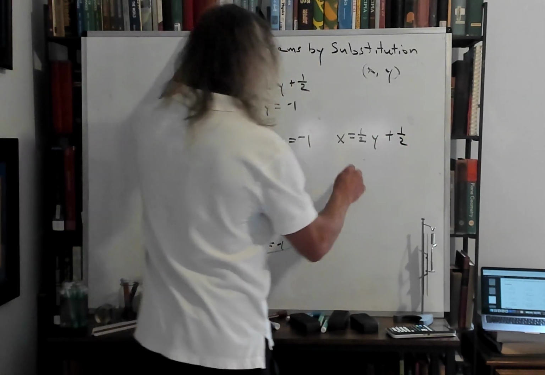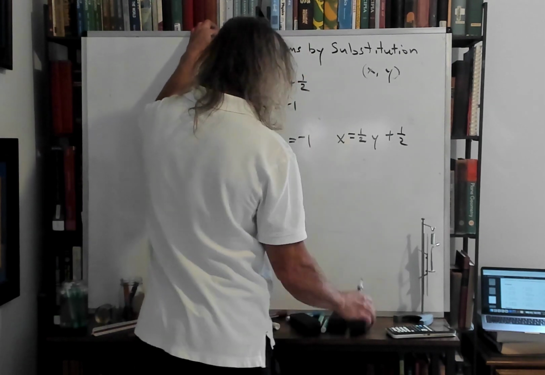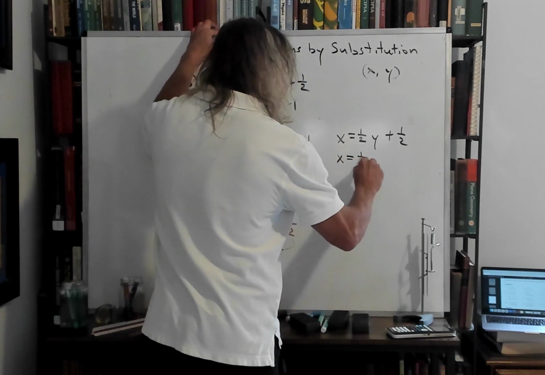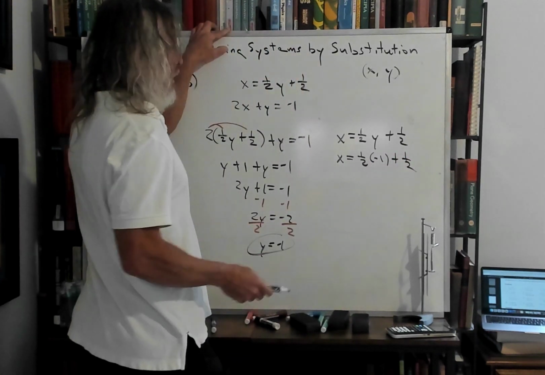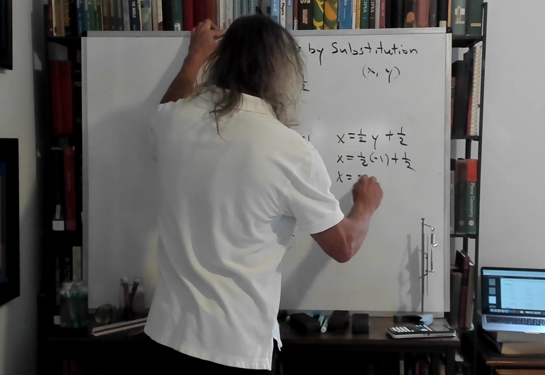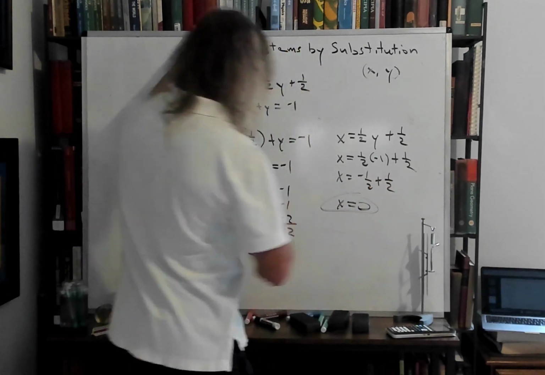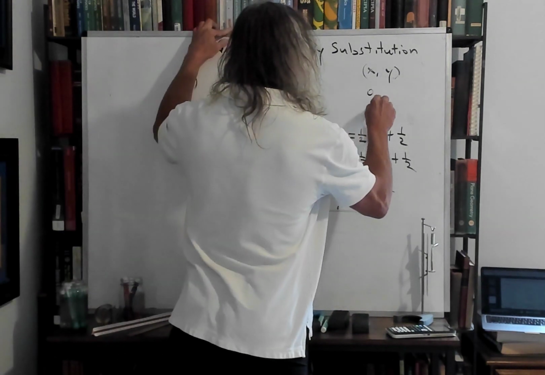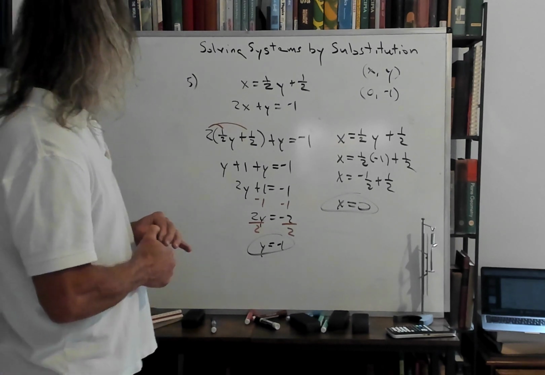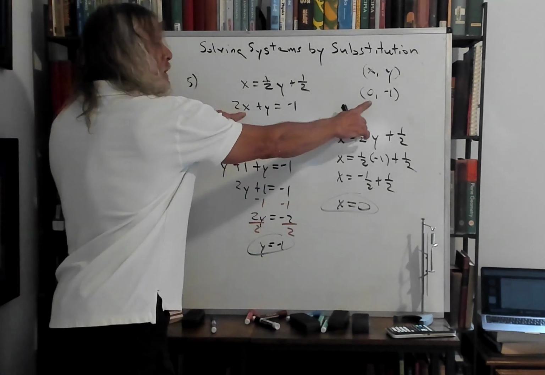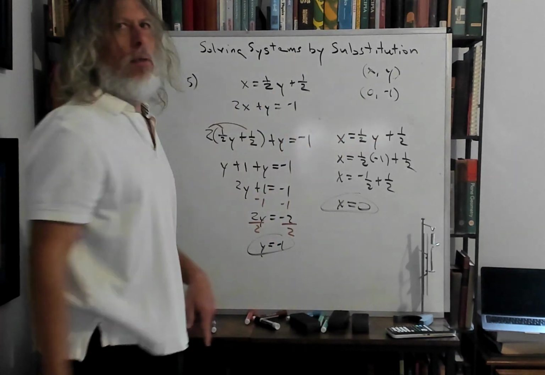Put -1 in place of the y. I'll do it this way this time. Different way to do the same thing. Same, but different. Zero, -1. There is our answer. If we put it in, when x is 0, 2 times nothing is nothing, and nothing plus -1 is -1. Bingo, correct.